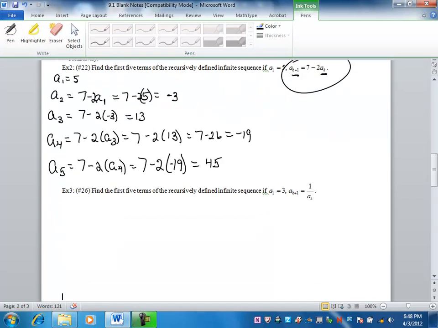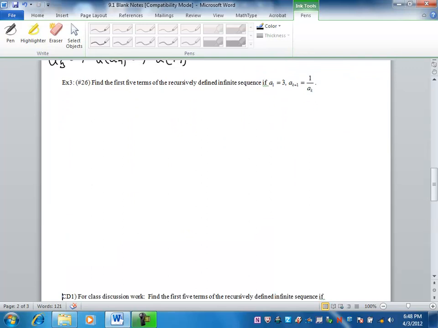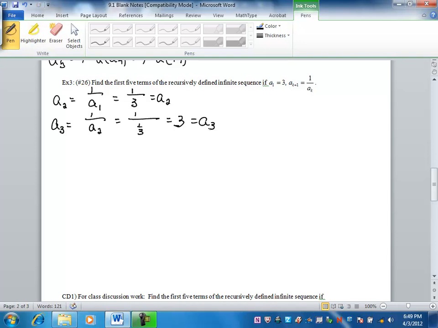Let's take a look at another example here of a recursively defined sequence. We've got the first term. Now the second term here, a sub 2 is equal to 1 over a sub 1. Well, a sub 1 is 3, so a sub 2 is 1/3. Now a sub 3, what do we have here? Well, this is 1 over a sub 2. Alright, well, a sub 2, remember, is 1/3. Well, 1 divided by 1/3 is 3. So my third term here is 3.